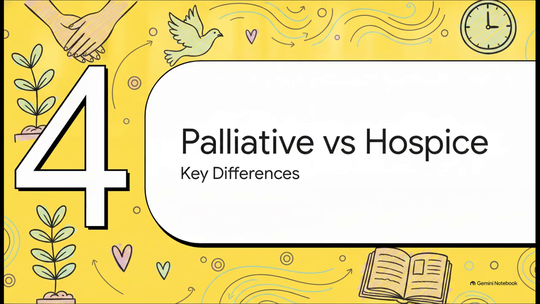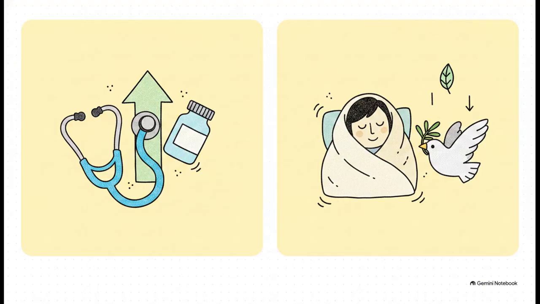Module 4, Palliative versus Hospice Care. Listen, this is a stark, highly testable topic, so pay close attention. Palliative care allows for simultaneous curative treatment and can be initiated at literally any stage of an illness. Its main goal is symptom management and improving quality of life.